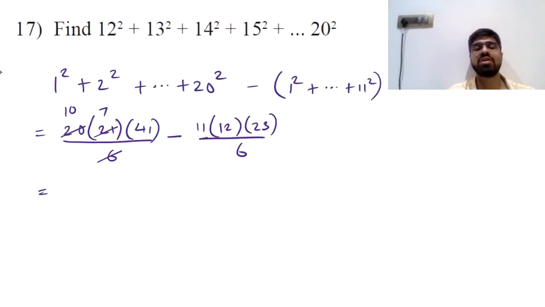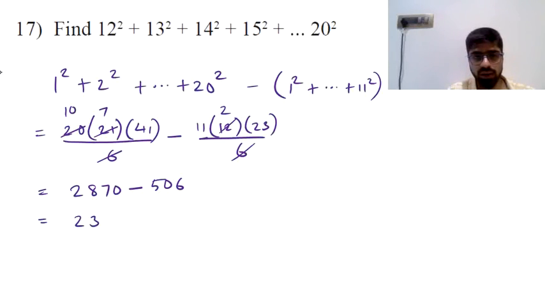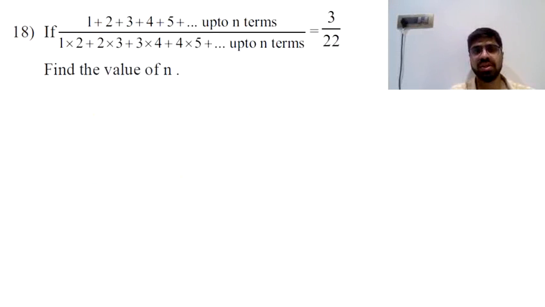So 41 into 7 is going to make it 287, and this will make it 2870 minus 6 into 2 will be 12. So we have 22 into 23. That's 484 plus 22, which is 506. And yeah, let's try to subtract that. So we have 2364. And yeah, that's the final answer for the 17th question. Moving on with the 18th one.